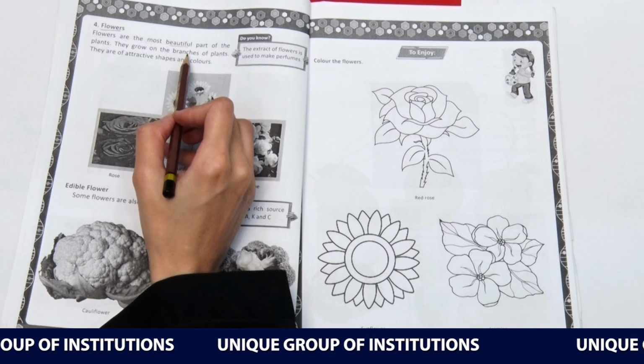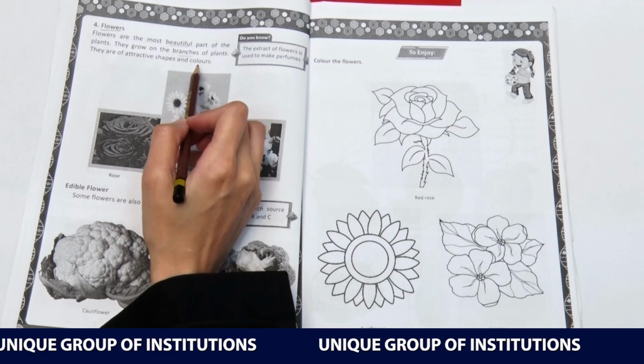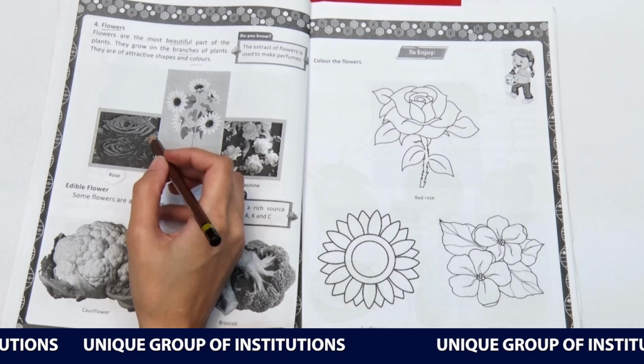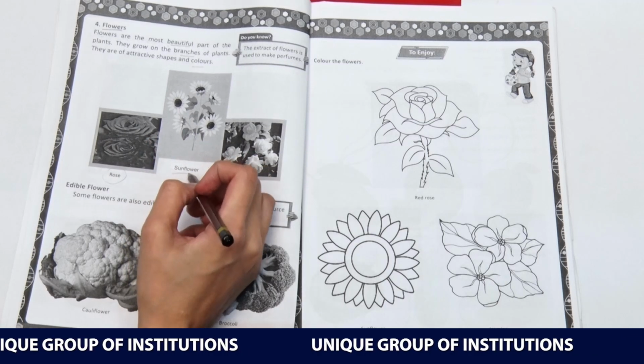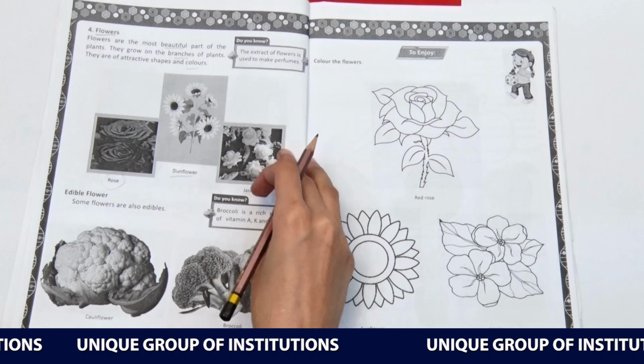They also grow on the branches and they are of different attractive shapes and colors. Just like in the picture, you can see the rose that is of red color, sunflower that is of yellow color, and jasmine that is of white color.